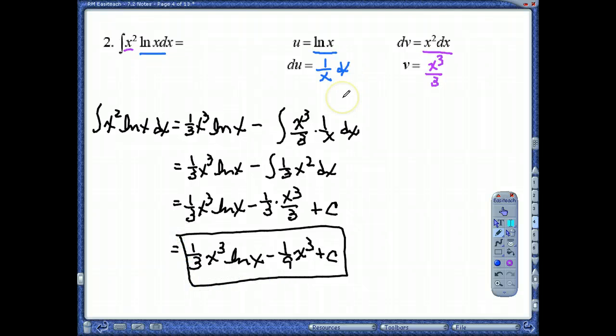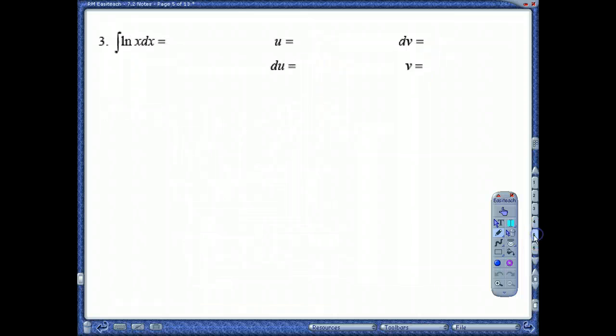Okay. So when you're looking at who gets to be u, it has to be something that gets smaller, or whatever you can't integrate, that's going to have to be your u. Okay, so let's look at another one. Oh, number 3. Now number 3 is very similar to the one we just did, only it's a little weird because you feel like you run out of stuff, but you don't. Whenever you see a natural log of x, that automatically has to be u each and every time. Okay, because you can't integrate it.